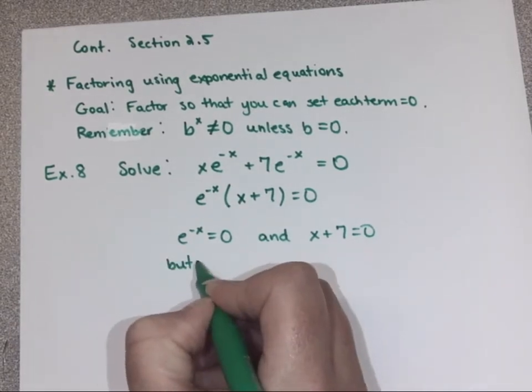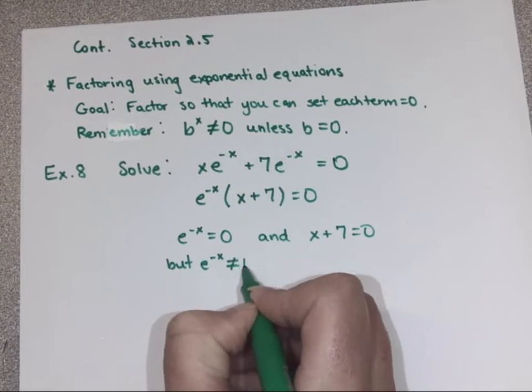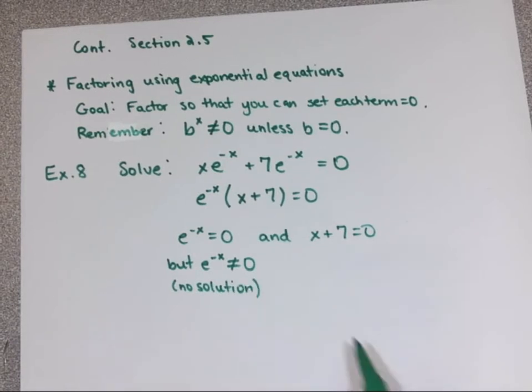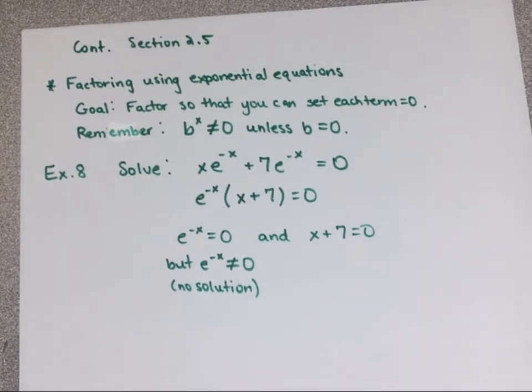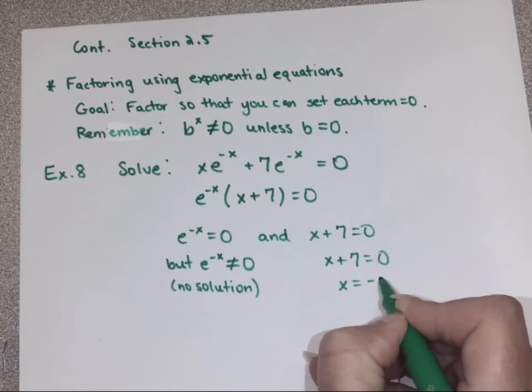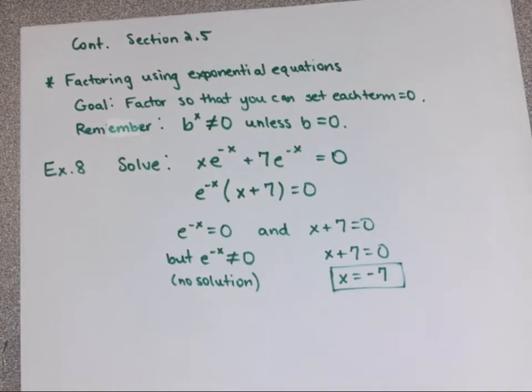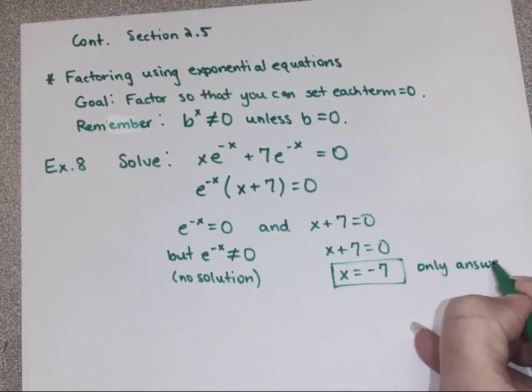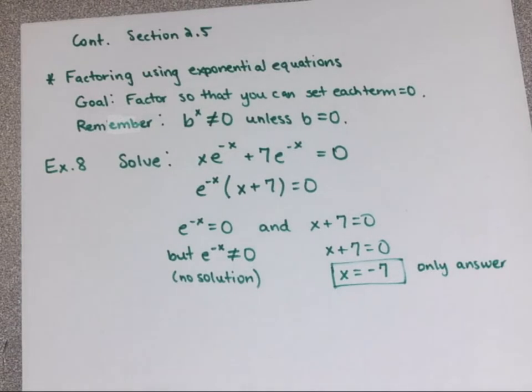But we already said this one can't happen. e to the negative x can never be 0. So this one has no solution. No matter what we do, if we raise e to a power, it's never 0. Even e to the 0 power is still just 1. But we can solve this second one, right? So we can set this equal to 0, so it looks like x equals negative 7. So this is the only answer, because the other part of the problem didn't result in any tangible solution.